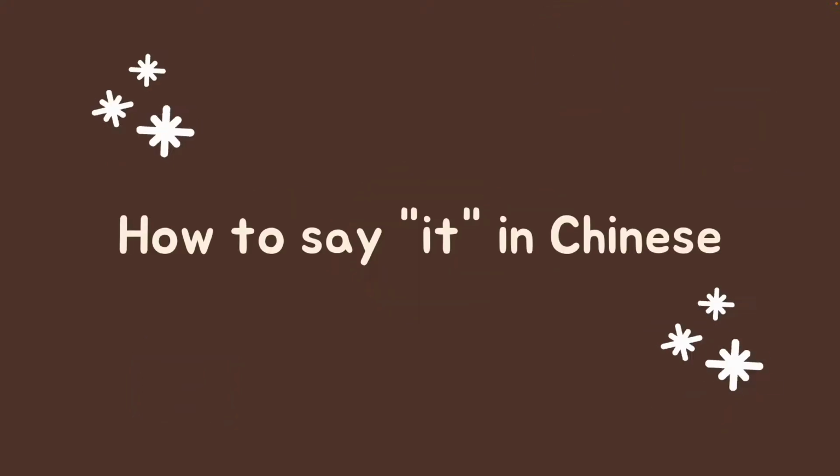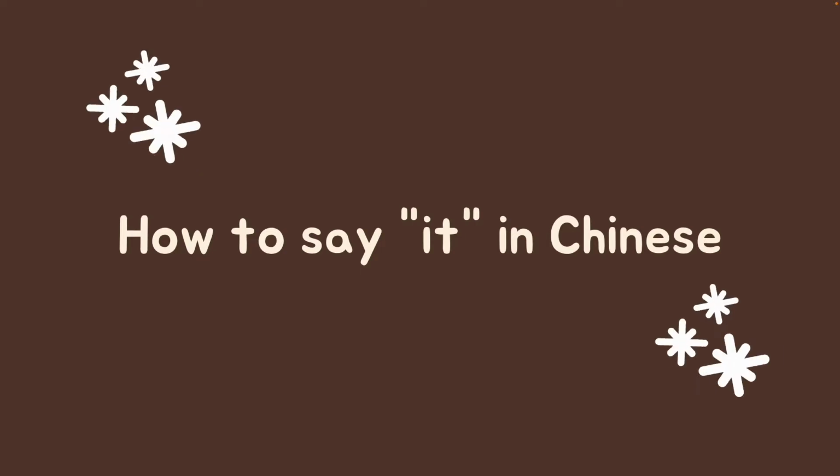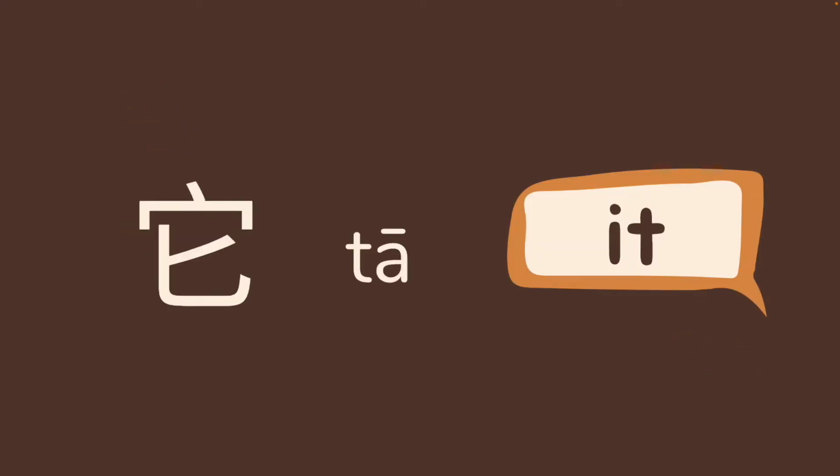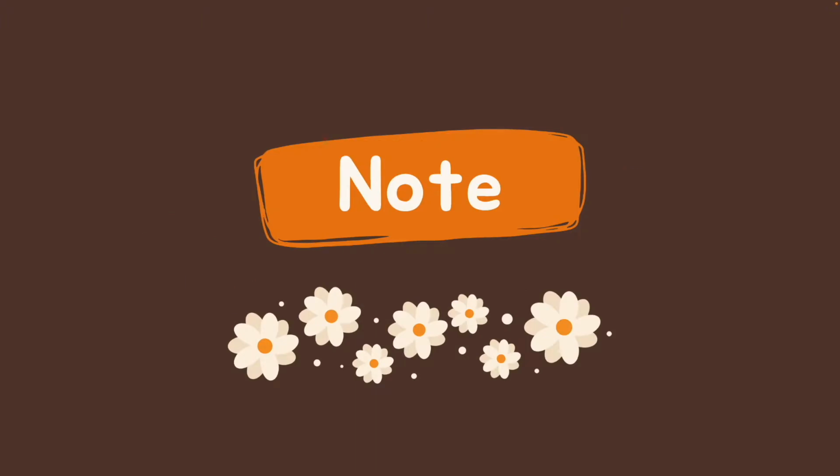Number 10. How to say it in Chinese. I'm not sure whether this learner is referring to it as in the word it, or it as in any word. Either way, I will answer both. How to say the word it in Chinese. It is 它, 它. Do know that in Chinese, we don't use it as frequently as we do in English.